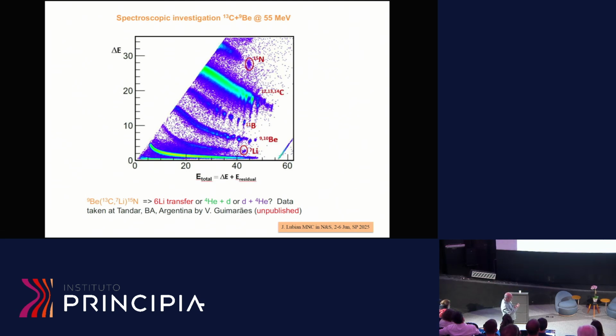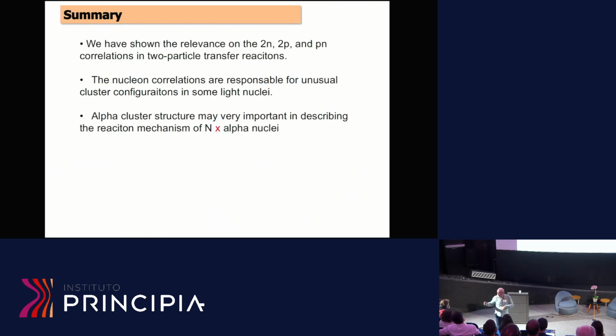So with this, I don't know if you already told me that I have to finish, but I'm finished with my summary. We have shown the relevance of the 2-neutron, 2-proton, and pn correlations in particle transfer reactions. The nucleon correlations are responsible for unusual cluster configurations in some light nuclei. Also, alpha cluster extrusion may be very important in describing the reaction mechanism for N-alpha nuclei. That's all. Thank you very much for your attention.